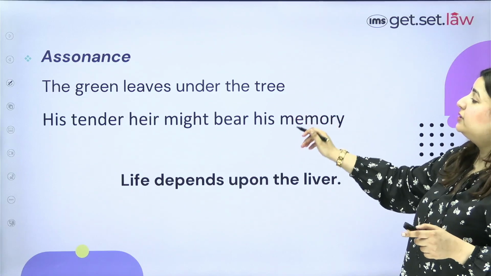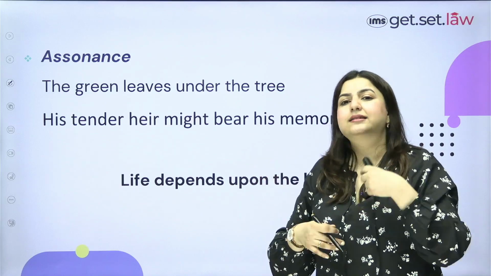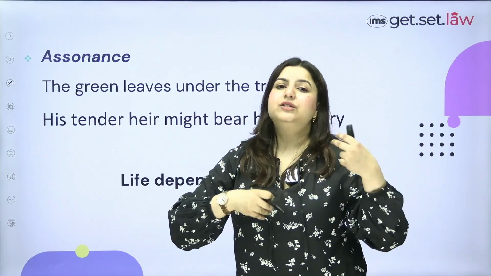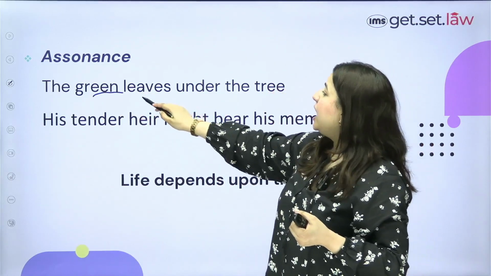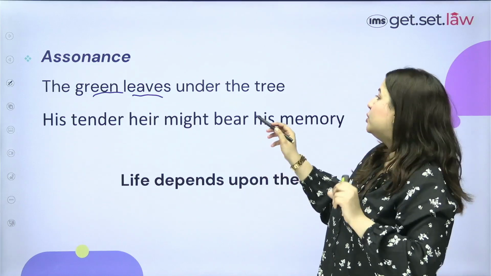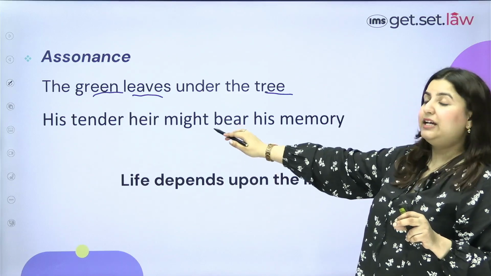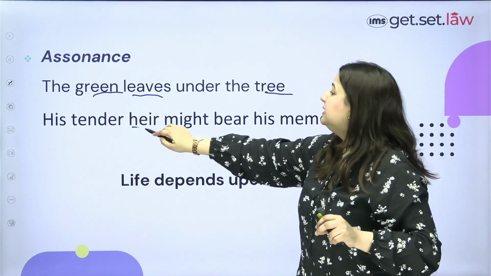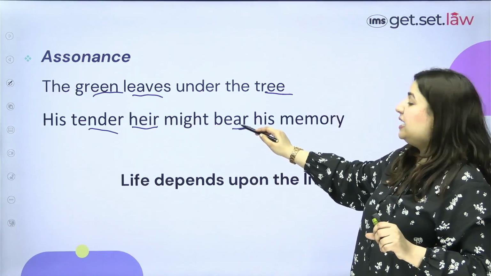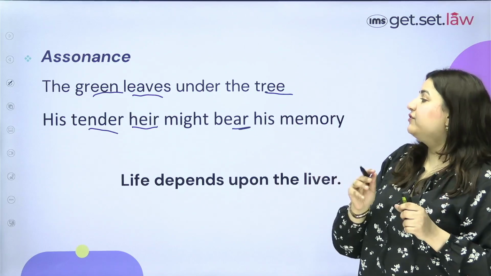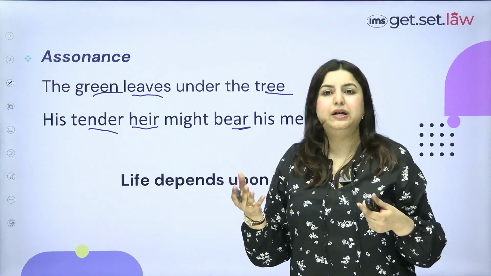The green leaves under the tree, his tender air might bear his memory. Just understand one thing. Assonance is when there is rhyme and rhythm, when there is an emphasis on similar sounds of vowels involved. So the green here, do you see how it rhymes with leaves? E in both the words. Similarly, tree, so you have green, leaves, tree. Similarly, in the second one, tender, air, bear: the A-R, A-E-R sound is there. So again, here is an emphasis on similar vowel sounds. This is an example of assonance. There's a lot of rhyming here.